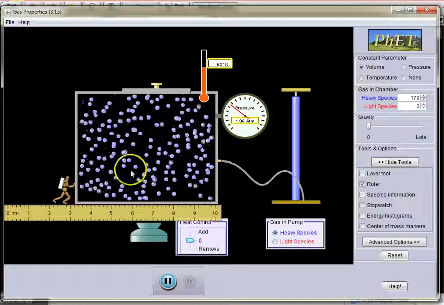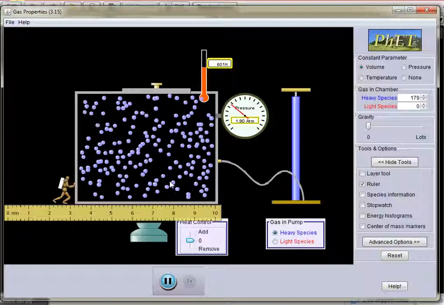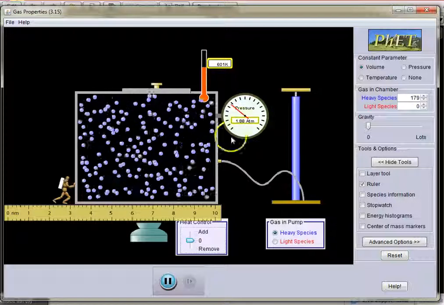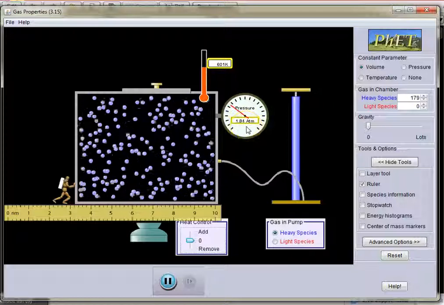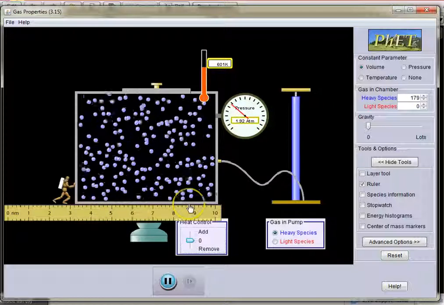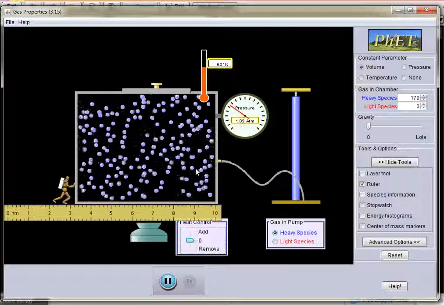You can see that the particles are now moving much faster. They are moving twice as fast. And you can see that the pressure, as expected, has about doubled. Volume is the same, we don't have to worry about it. That's the constant parameter. Which law is this?